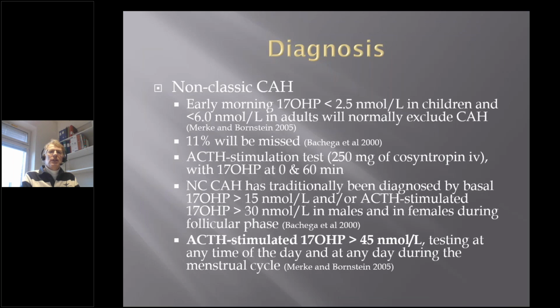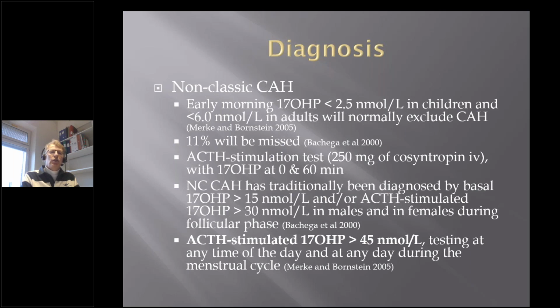So the diagnosis of non-classic CAH can be done on a morning 17-OHP in the follicular phase, if possible, in women. And if you have a level less than 6 nanomole per liter in an adult, it will normally exclude CAH. However, you will miss 11%. So if you have a strong suspicion of non-classic, you should do an ACTH stimulation test. It's said to check the 17-OHP at 0 and 60 minutes. I usually check at 30 also, but it's not necessary.